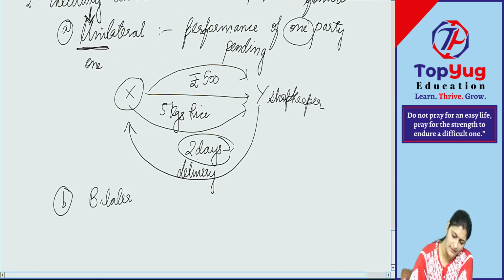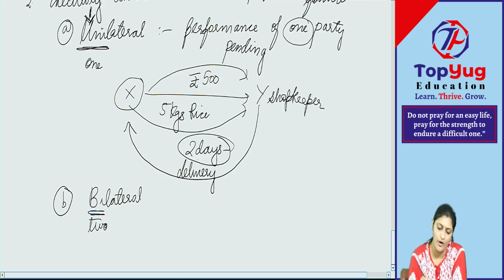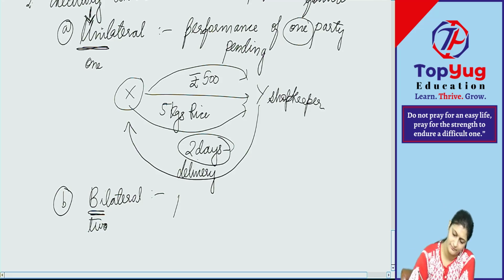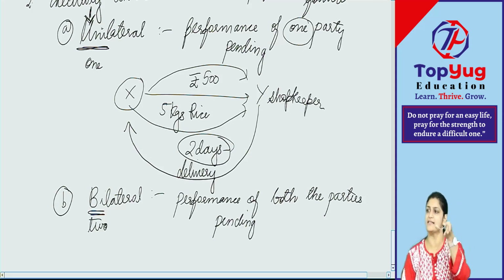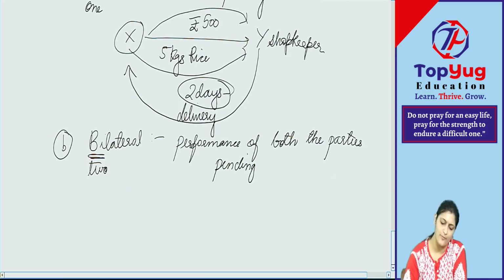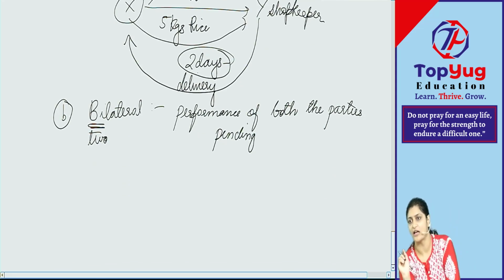Now the next one, what type of contract? What do you mean by this term bi? Bi means two. Obviously, that means performance is pending from both the parties' side. Performance of both the parties is still pending. Those types of contracts are known as what type of contracts?